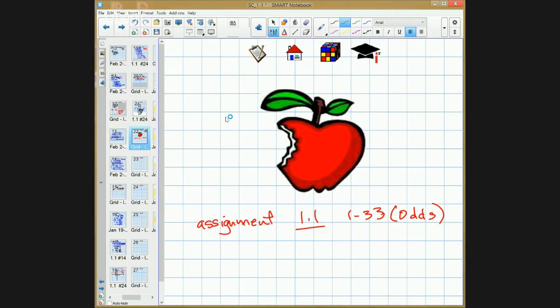33 is your last problem. Now, to finish this off, I need to know if there's anything that needs clarifying.